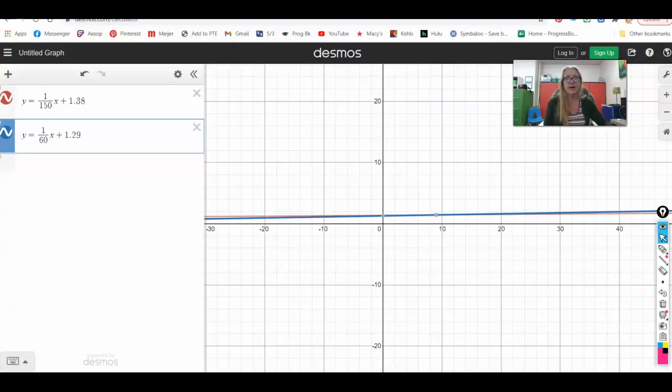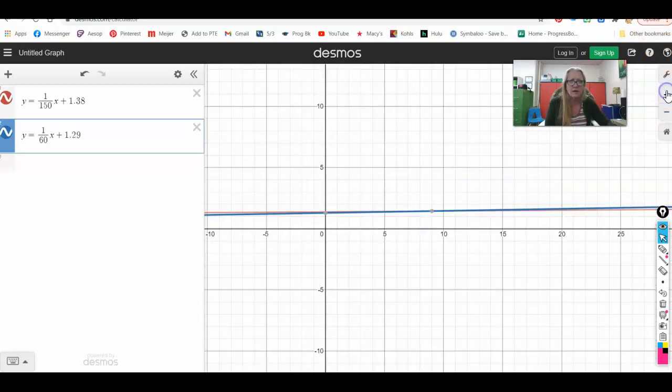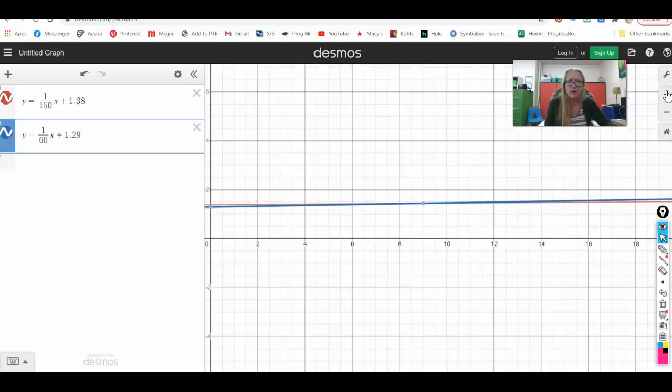So here's the graph of China and India's population growth. Yes, there are two lines here. You can just barely see there's a pink one and a blue one. And where do they intersect? It looks like somewhere in here. Let's zoom in and see what we can find. Okay, I see a point of intersection right here. They intersect at the point 9, 1.44.